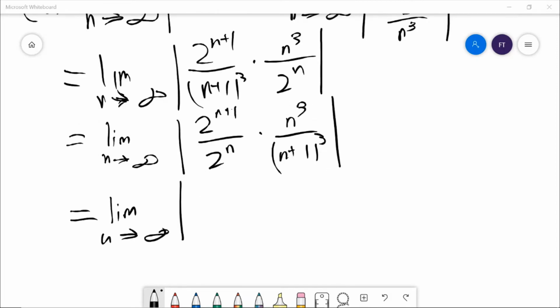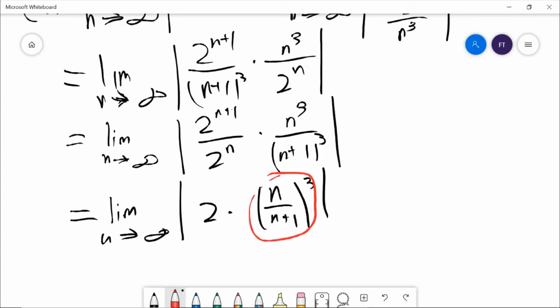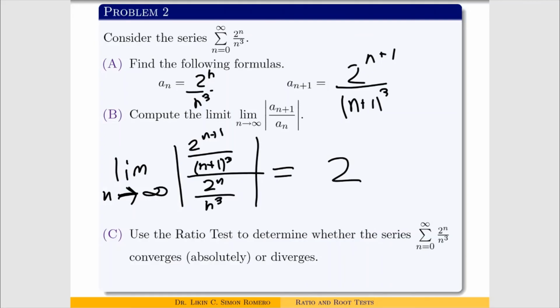And simplifying further, we see this as 2 times n over n plus 1 cubed. And as we take the limit as n goes to infinity, we can see that this n over n plus 1 cubed approaches 1, and so our limit as n goes to infinity is equal to 2 times 1, which is simply 2. Since 2 is a number which is greater than 1, by the ratio test we can conclude that this series diverges.